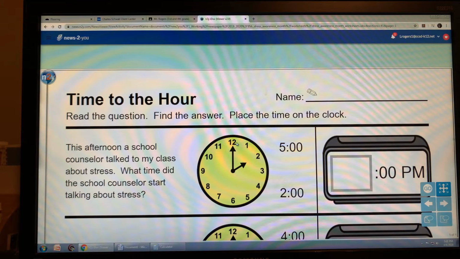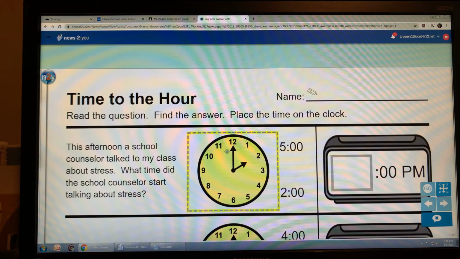The clock has the numbers 1 through 12 all the way around the outside of it. It has a short hand, which is called the hour hand, which is pointing to the number 2. And it has a long hand, which is the minute hand, and it's pointing to the number 12. This type of clock is called an analog clock. It's just like the one that we have in our classroom.